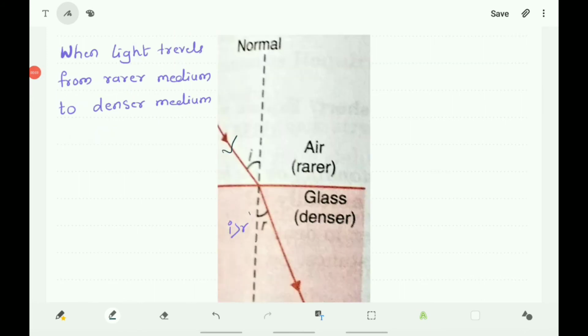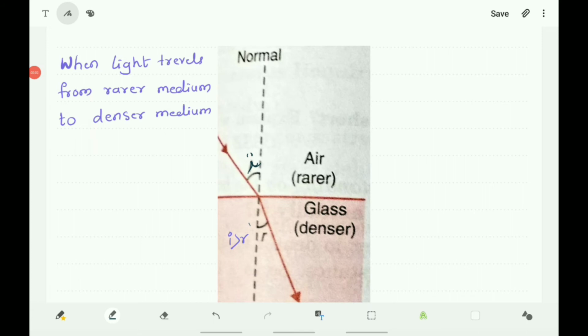Consider the first case, when light travels from a rarer medium to a denser medium. Here the first medium is air and the second medium is glass. The path of the ray of light in the first medium, that is the air medium, is the incident ray. It travels into the glass medium and its path changes towards the normal to the surface. The light ray bends towards the normal to the surface.